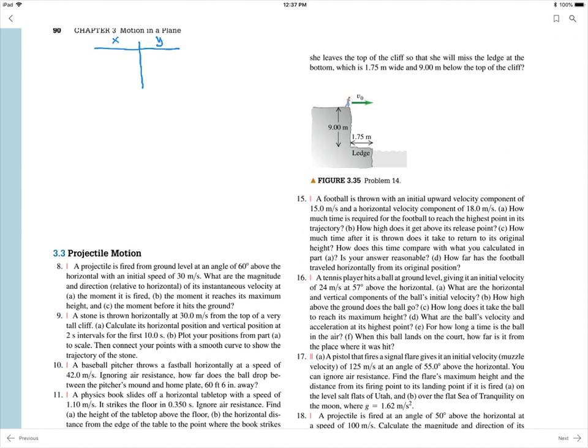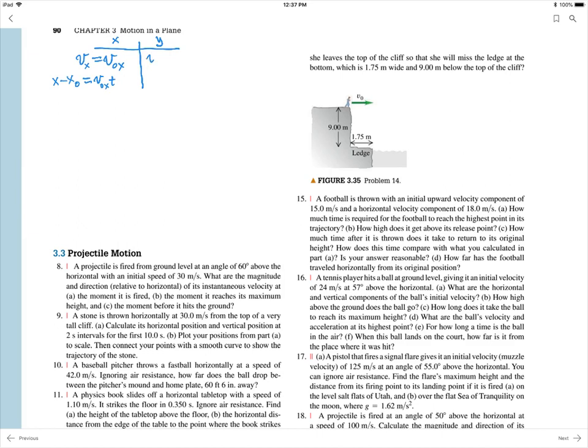So for x, there is no acceleration, so the equation for final velocity is Vx equal to V0x, okay, no change in velocity because there is no acceleration. The second equation is for the horizontal displacement, how much horizontal displacement you have, V0x times t. For y, they are the equations for free fall.